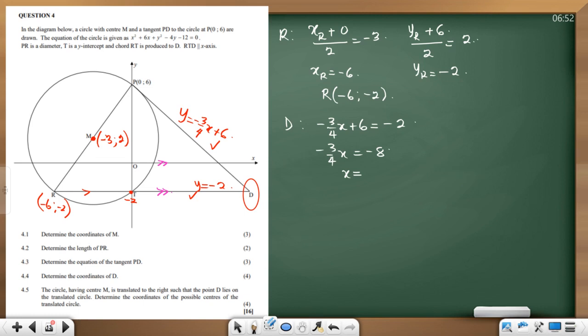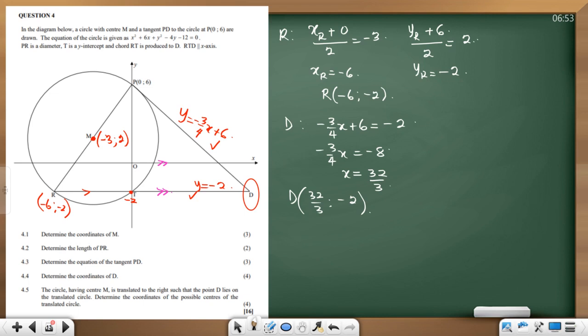4 times 8 is 32, negative 32 divided by negative 3 will give us what? 32 over 3. Now, what is our y value? Oh, we already know the y value. Y value is d. So what's the coordinate of d? Always write your coordinate out. Lovely. And negative 2. So you've got to take some time to analyze the question.